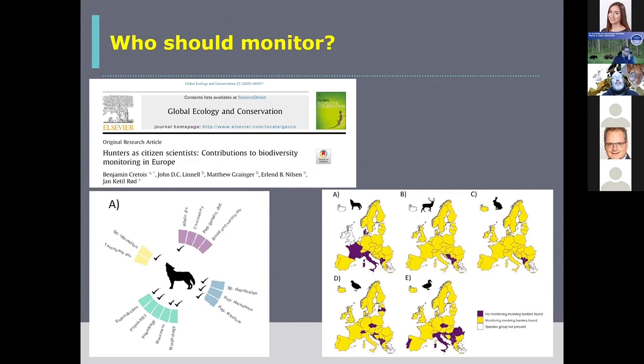The key thing about hunters, which I think really sets them apart, is they basically are everywhere. There's hardly any square kilometer of the European landscape which is not part of somebody's hunting area. And it is not only in the spectacular national parks and nature reserves, but they're also spread across the whole landscape, even in the more boring parts where maybe researchers and naturalists don't go. So I think they really have a unique position to contribute here.